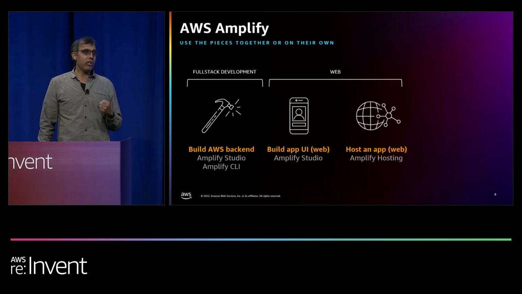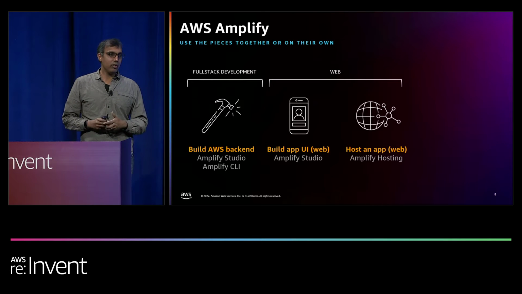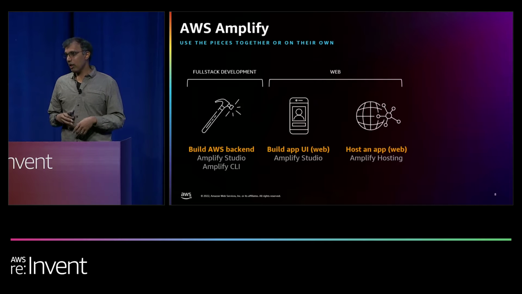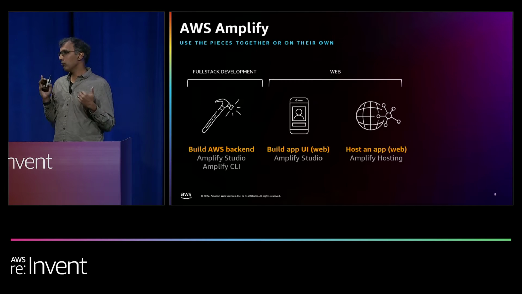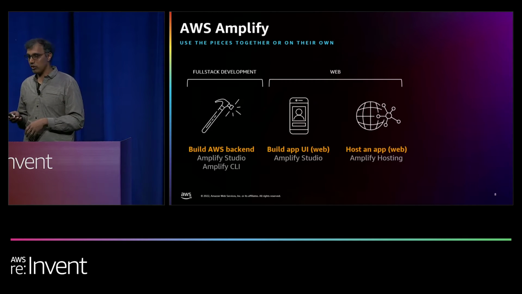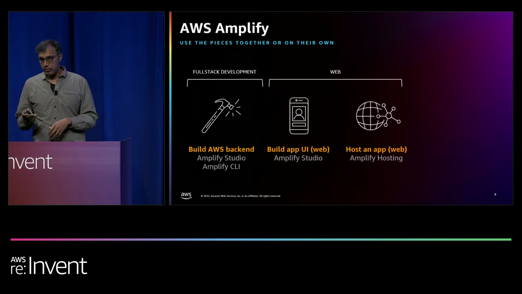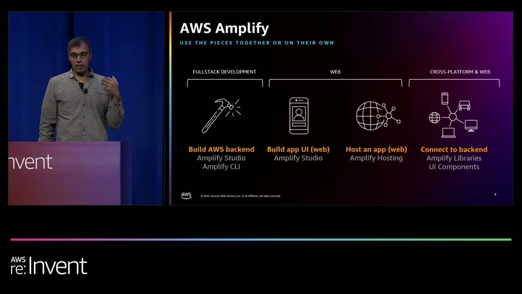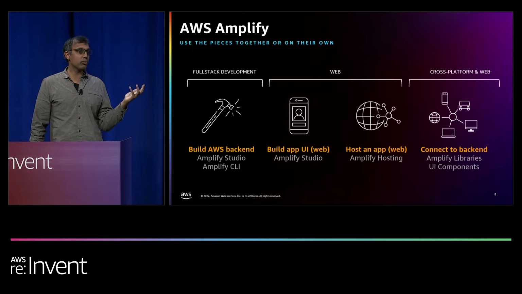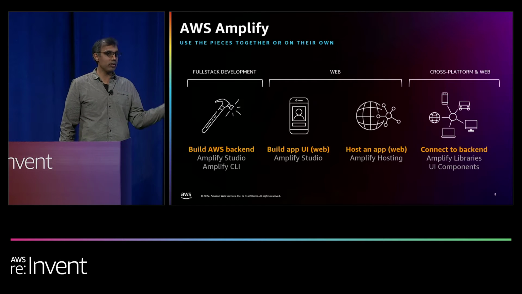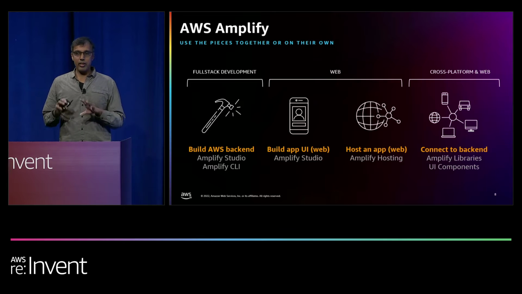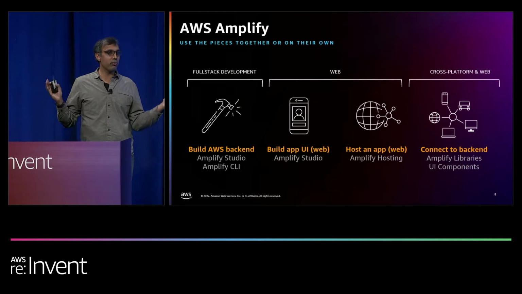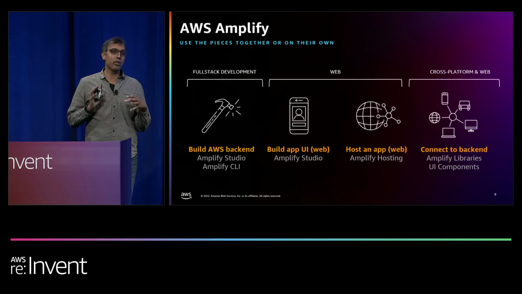The next set of capabilities are around web specifically. So we have capabilities for building app UI, which we're going to demo in this talk. And once you've built your app, we have a fully managed service for actually hosting that resulting application. And then finally, we have capabilities around connecting your application, whether you're a cross-platform or a web developer, to that backend. And a key thing to keep in mind here is these tools can be used together, and they're designed to work together really well, but they can be used on their own as well.